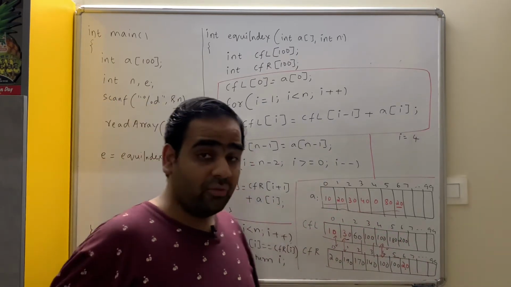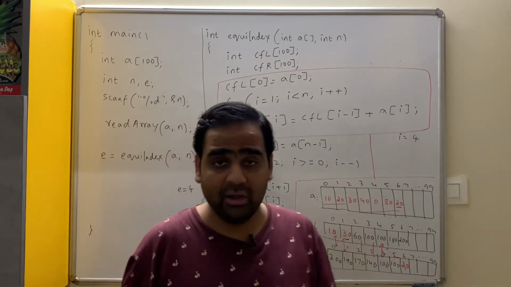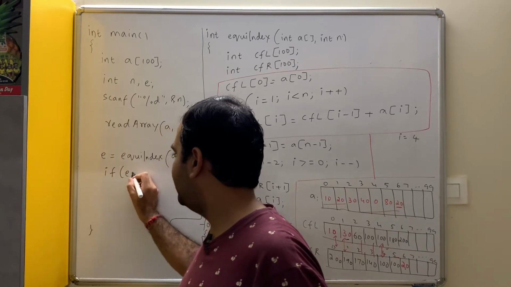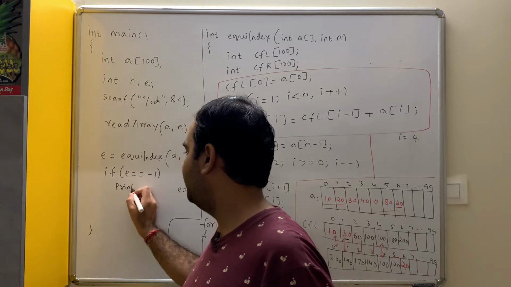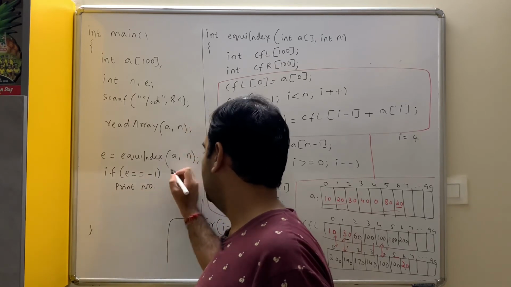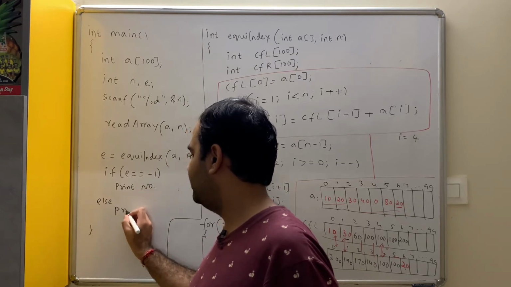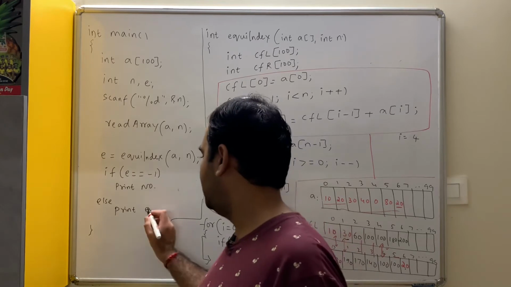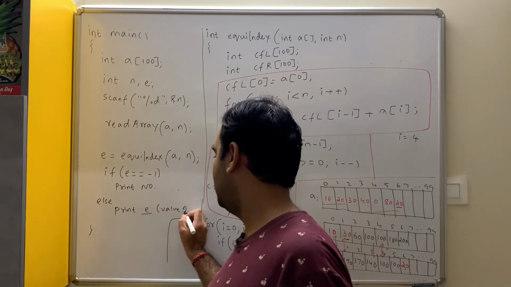Is that okay? Now, if it is not found, what you should return? You should return minus 1. Already I said it. Therefore, I write here, if the value of E is equal minus 1, printf no equilibrium index. Else, what is the equilibrium index? In which variable it is stored? You have to say printf %d, E. Print the value of E.